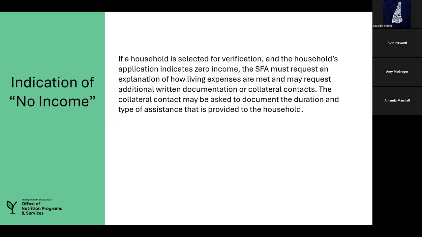Indications of no income. So a reminder about applications selected for verification with zero income. The School Food Authority may request an explanation of how living expenses are met and may request additional written documentation or collateral contacts. Collateral contacts may be asked to document the duration and type of assistance that's provided to the household. And remember to contact our office if you are using collateral contacts.